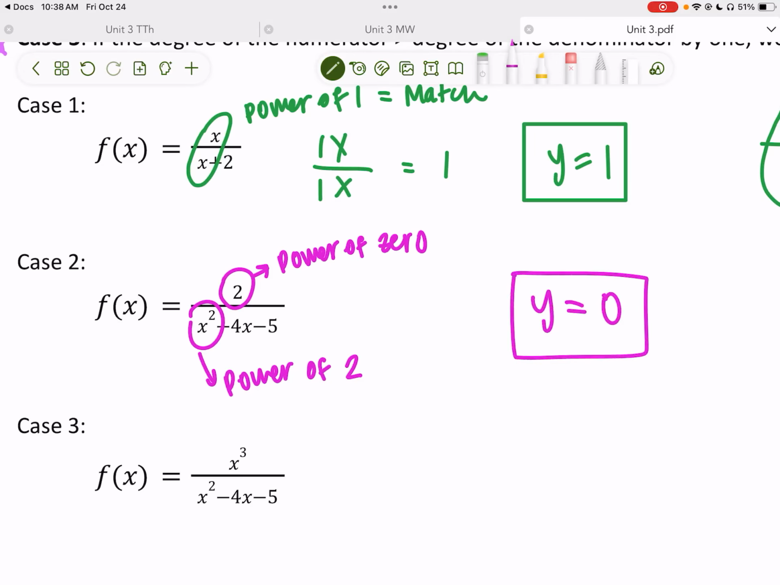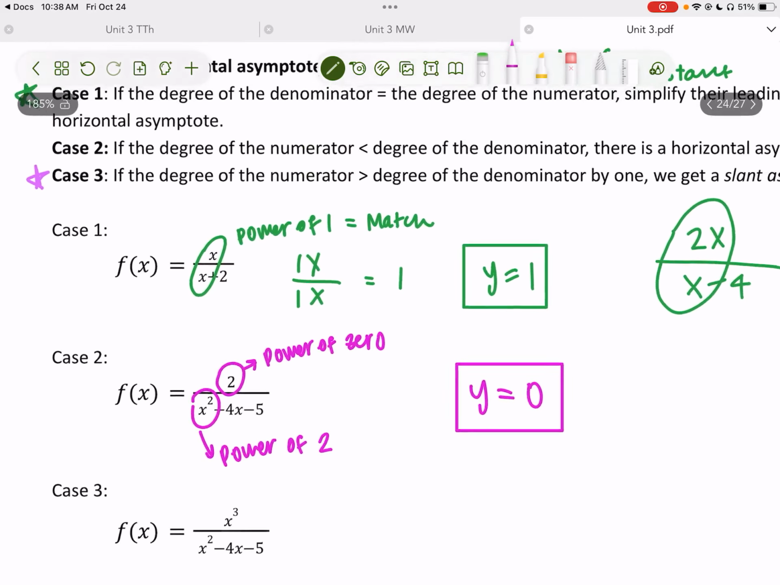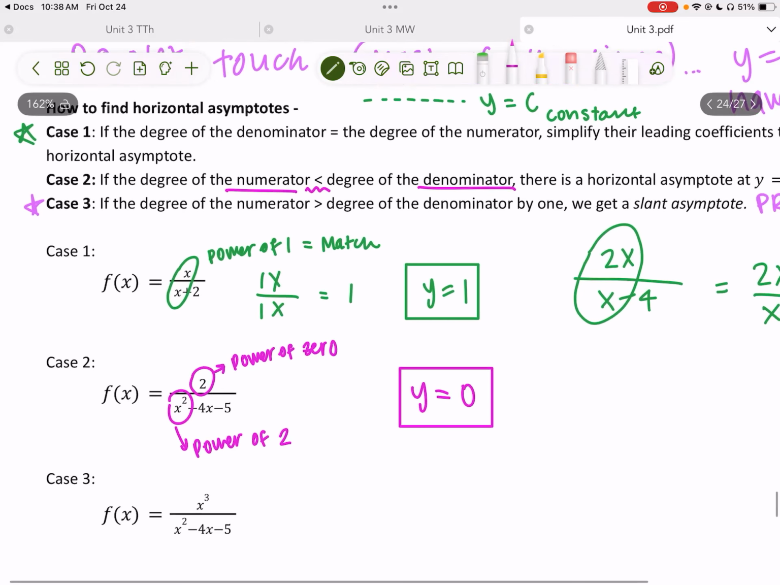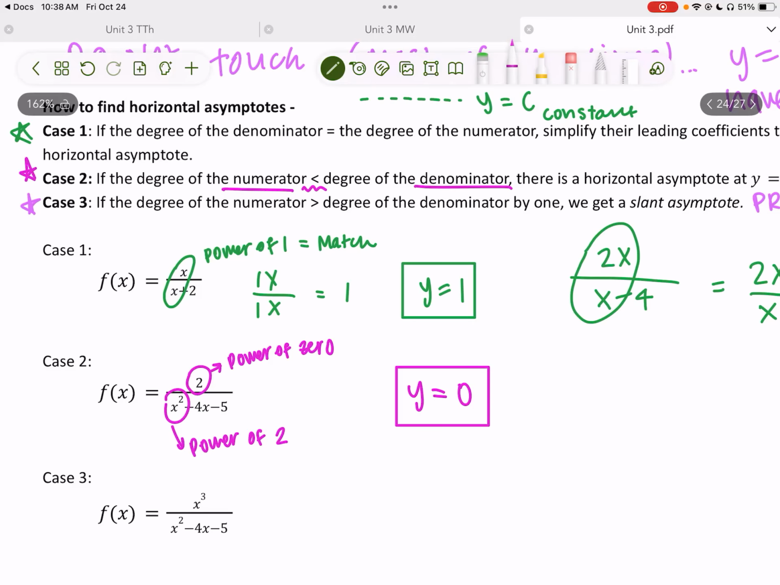There is no math required. Okay. So it says here the numerator is smaller than the denominator. The power, the degree, the power, whatever you want to call it. So those are the two cases we are going to be working with.